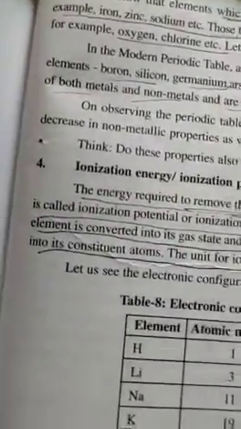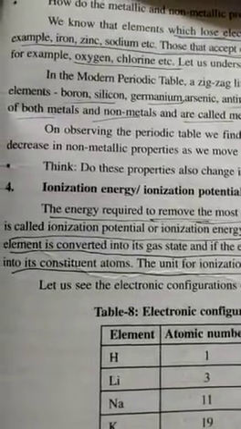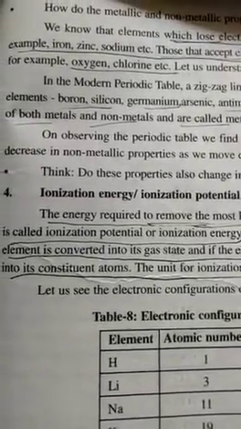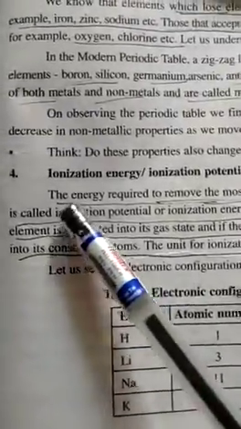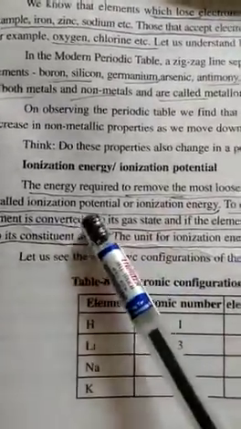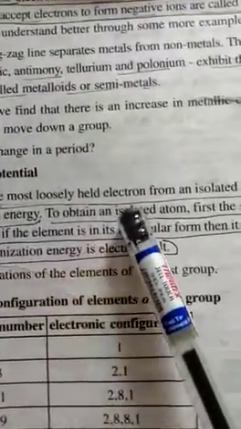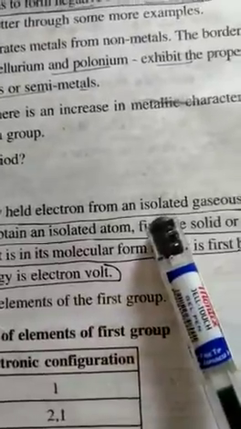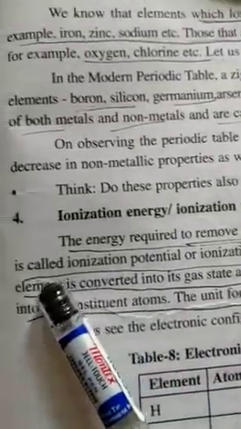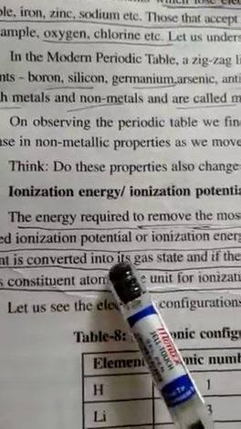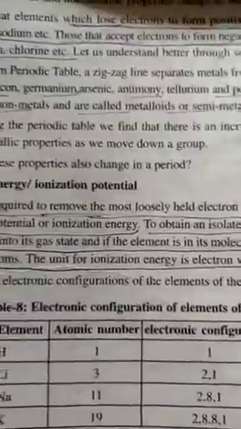The fourth property is ionization energy, ionization potential. So what is the ionization energy? Ionization energy means the energy required to remove the most loosely held electron from an isolated gaseous atom is called ionization potential or ionization energy.